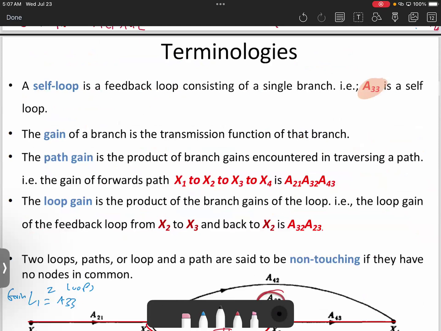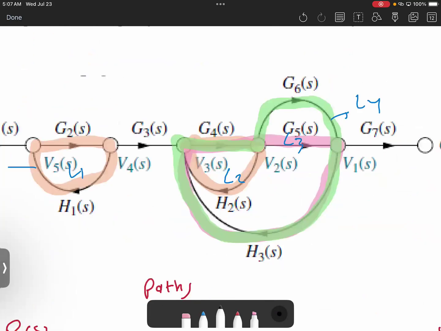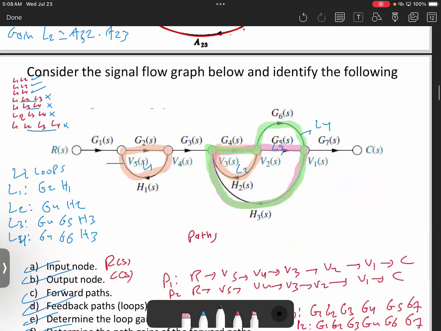The other thing we mentioned is touching loops and non-touching loops. When we look at this example, we have 4 loops: 2 orange loops, 1 green, and 1 pink. We can consider L1 and L2 non-touching loops. L1 and L3 are non-touching. L1 and L4 are non-touching. While L2, L3, and L4 are touching for all of them. Then we look at the combinations.